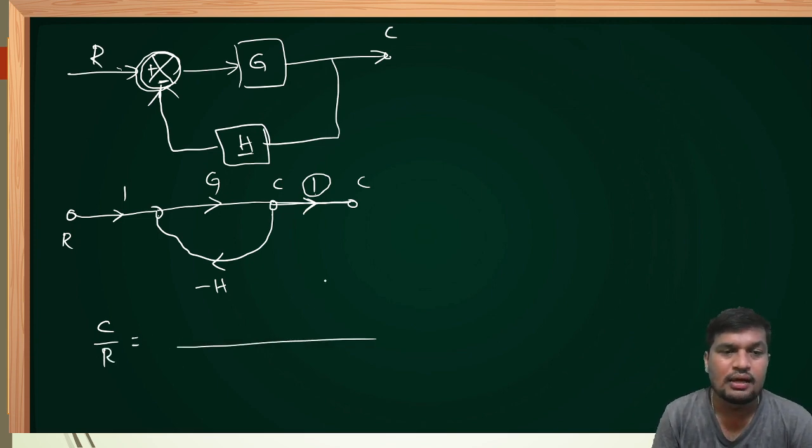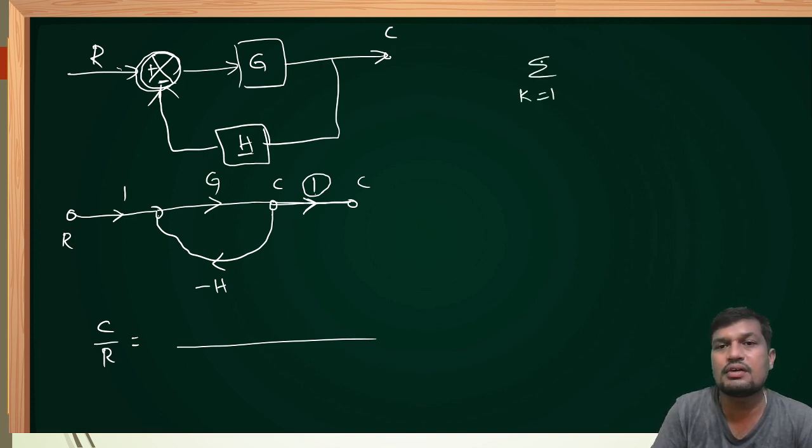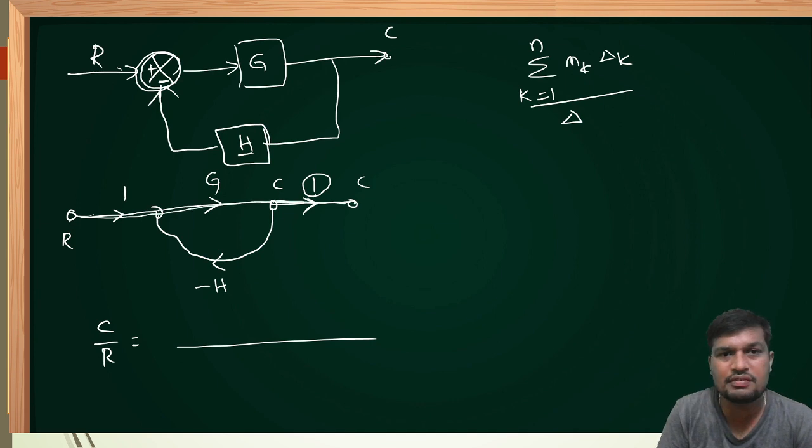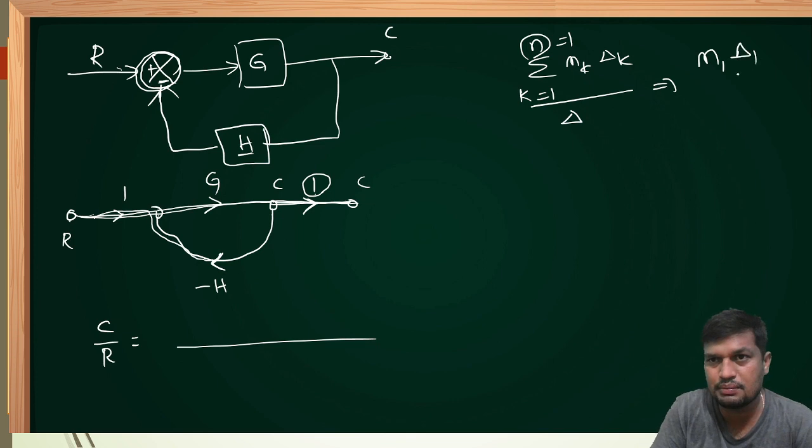Therefore, transfer function is output upon input, assuming initial conditions are 0, that is in the Laplace domain. Now, if you use Mason's gain formula, summation k equal to 1 to n, M suffix k, del suffix k upon del. If you see here, from input to output there is only one forward path. This is the forward path. But don't consider this one as a forward path. Why? Because the arrow is opposite on this path. Now, number of forward paths is 1, n is equal to 1. That is M1 del 1 upon del.